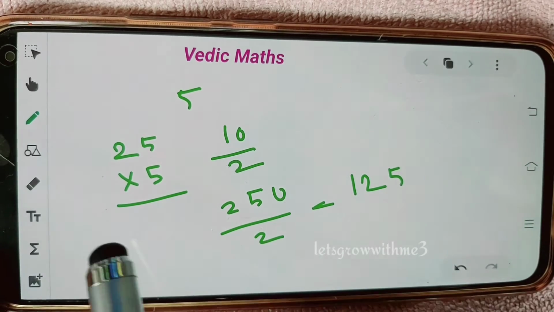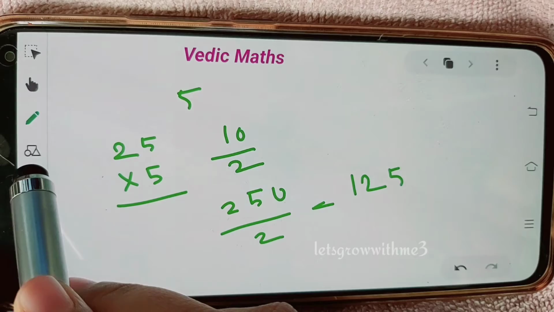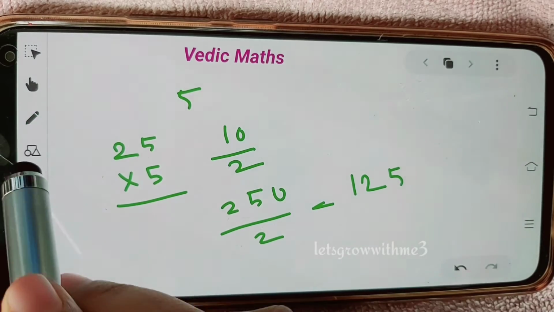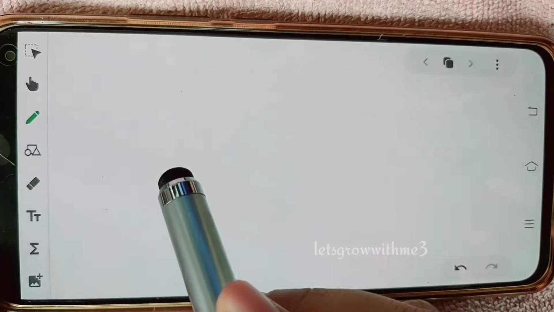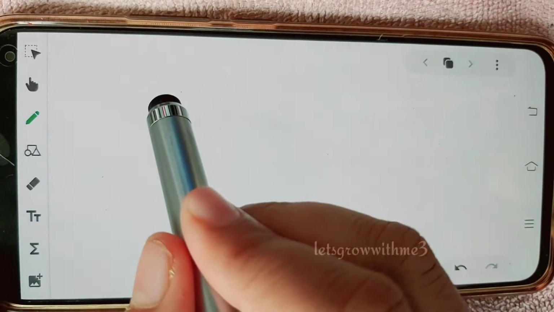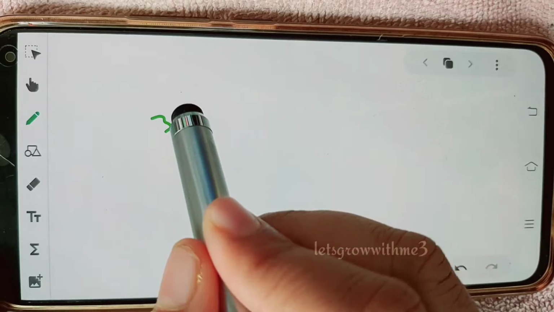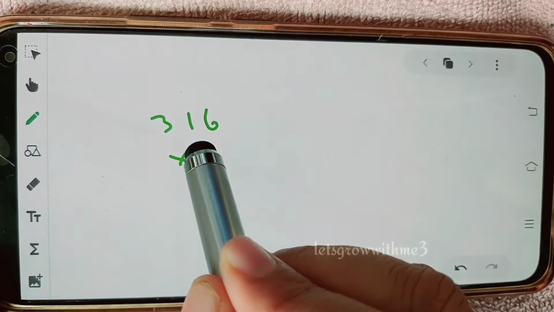We are not directly multiplying with 5. We will multiply with 10 and then find out the half of the number. So which is 125 for 25, sorry, for 25. And let's consider one more example, 316.